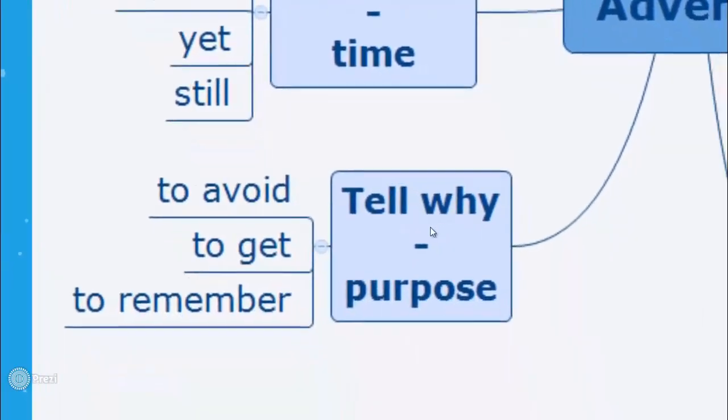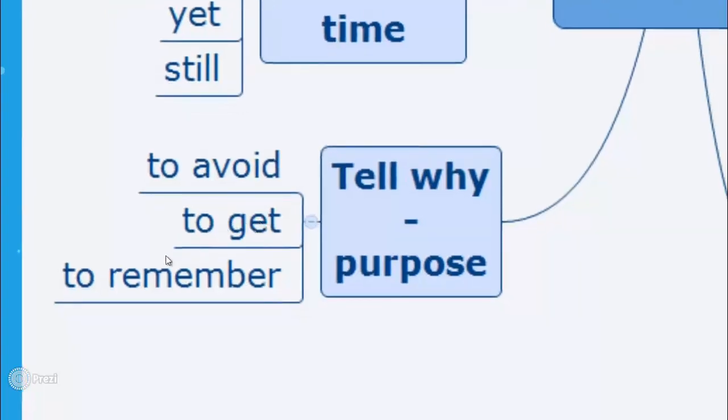Then we have the purpose for which an action is being carried out. For example, to avoid smoking, I don't go to that place. Or you can change the order and say, I don't go to that place to avoid smoking. To get or to remember. So those are infinitive purpose or adverbs of purpose.